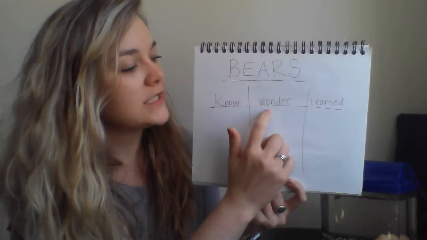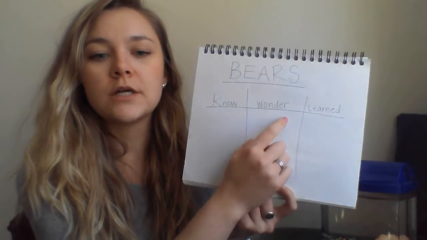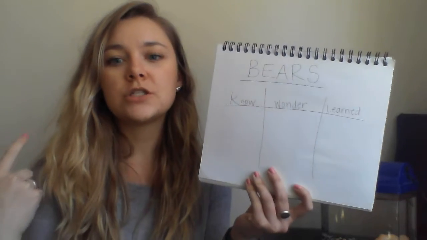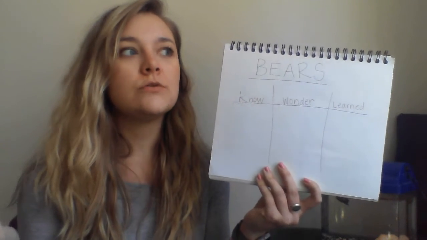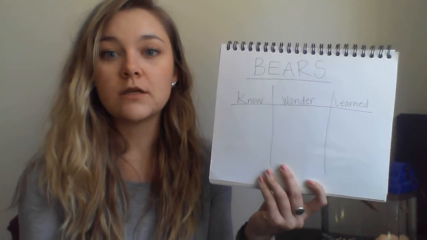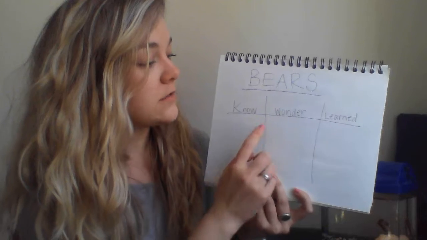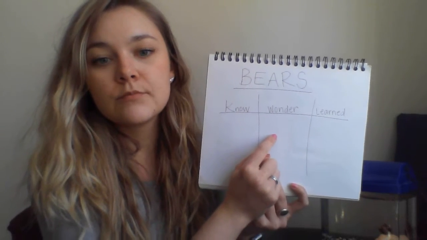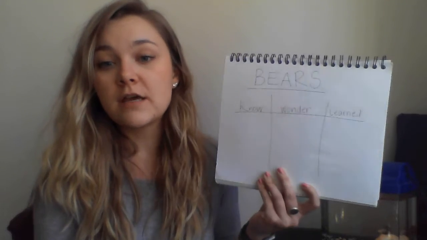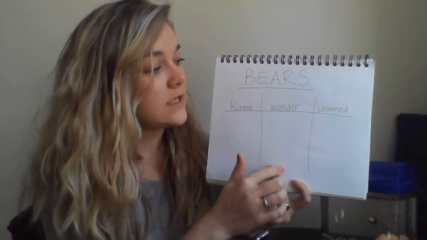Then the W, it says wonder, what you wonder, or what you want to know. So you need to think of a question you have about bears. Maybe you don't know what their diet is, what they eat. Maybe that's something you want to know. So you might write, what do bears eat? Maybe you don't know about their habitat, where they live. So you would write that down.